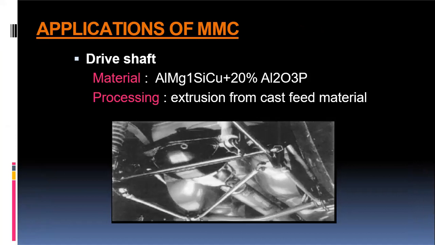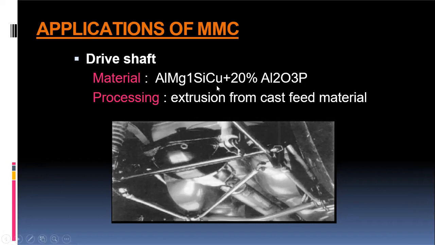First of all, it can be used in the driven shafts of the engine. You can see the driven shafts here. This is a drive shaft. The material used in the drive shafts is a composition of aluminum and magnesium with minor components of silicon and copper. Al means aluminum, Mg means magnesium, Si means silicon and Cu means copper.